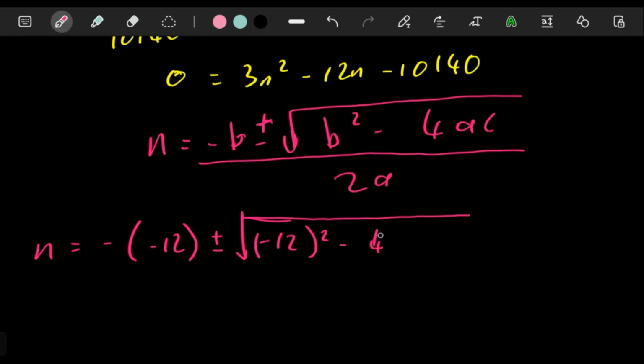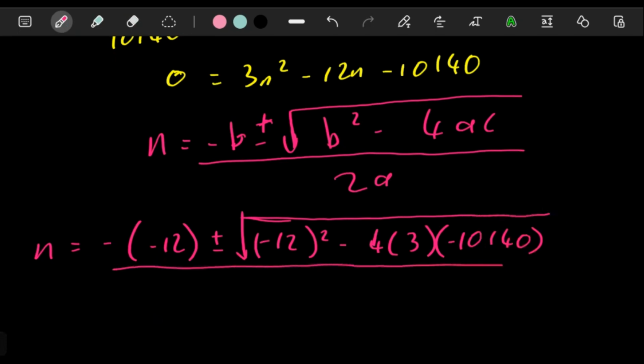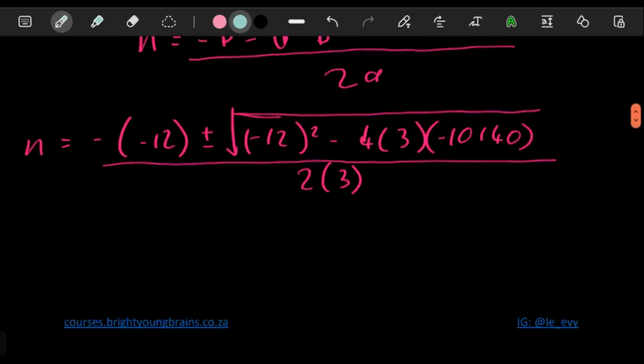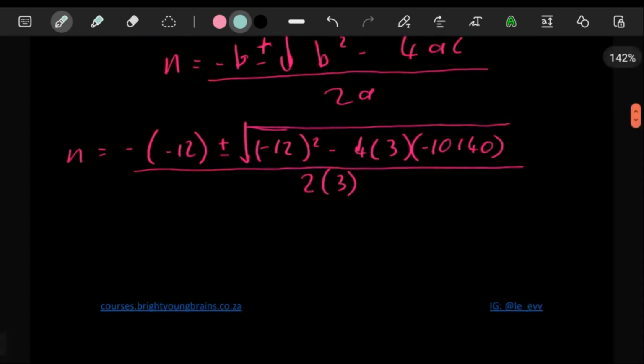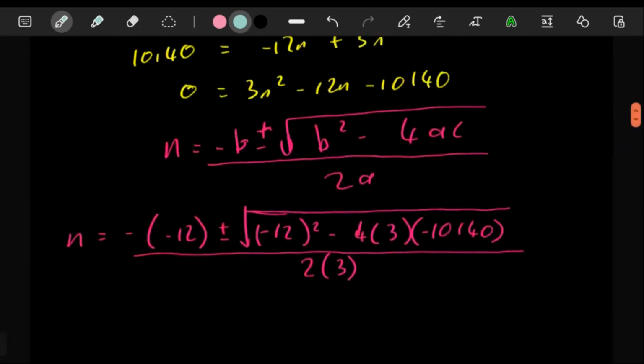The a value is 3. The c value is -10,140. And then the bottom is 2 times 3. What's next? All this, let's put it into the calculator and see what we can get, right?